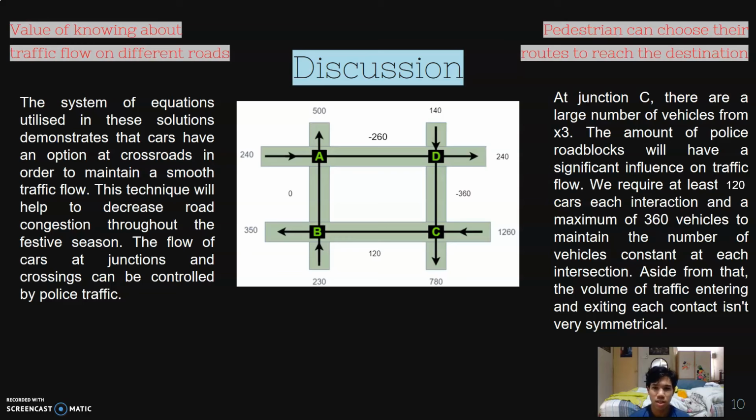The second point of the discussion is that drivers can choose their routes to reach their own destination. At junction C, there are a large number of vehicles from x3, which is 120 between B and C, as you can see in the picture. The number of police roadblocks will have a significant influence on traffic flow. We require at least 100 cars at each intersection and a maximum of 360 vehicles to keep the number of vehicles constant at each intersection. Aside from that, the volume of traffic entering and exiting each intersection isn't very symmetrical. So, that's all from me. Thank you.